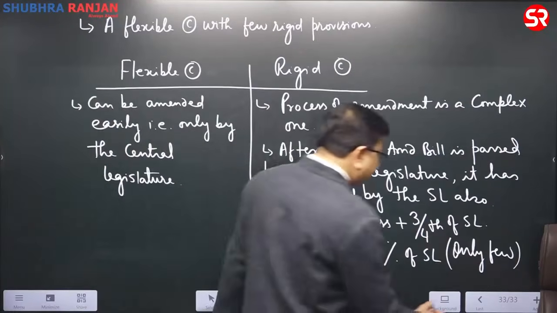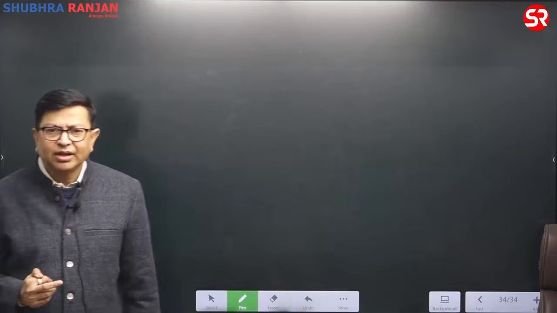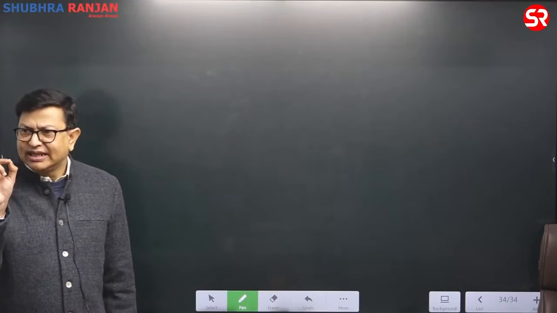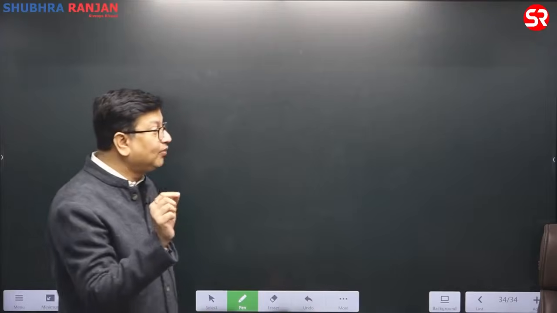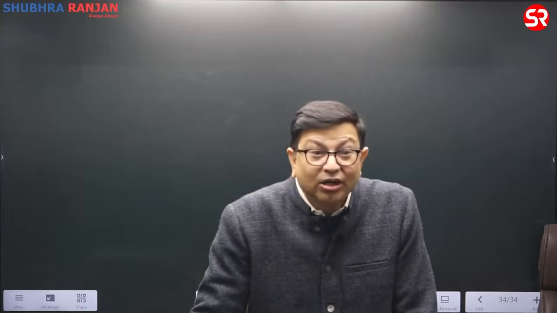Now, the question that can be expected in the examination is which one of the following provisions is a rigid provision? Or it comes like this: which of the following provisions of the constitution need the ratification by the states also in order to be amended? In one of the PYQs, last year or the year before, the concurrent list was mentioned. Or the union list was mentioned. So from inside also the question can be framed.